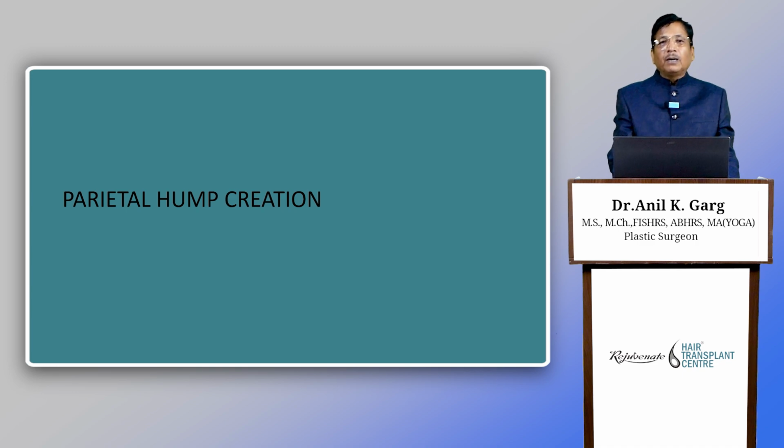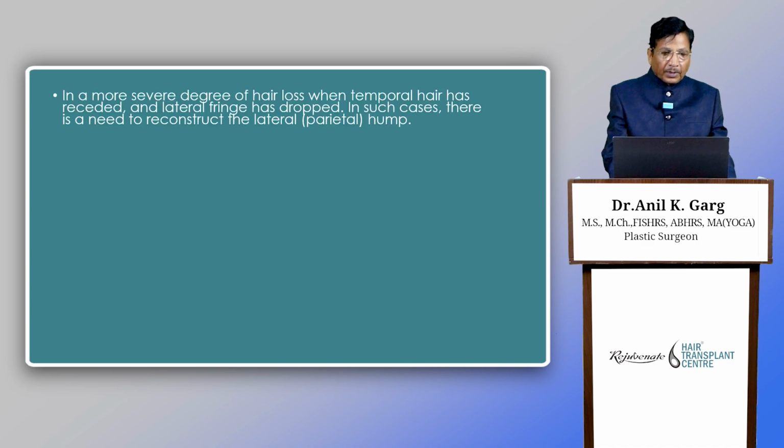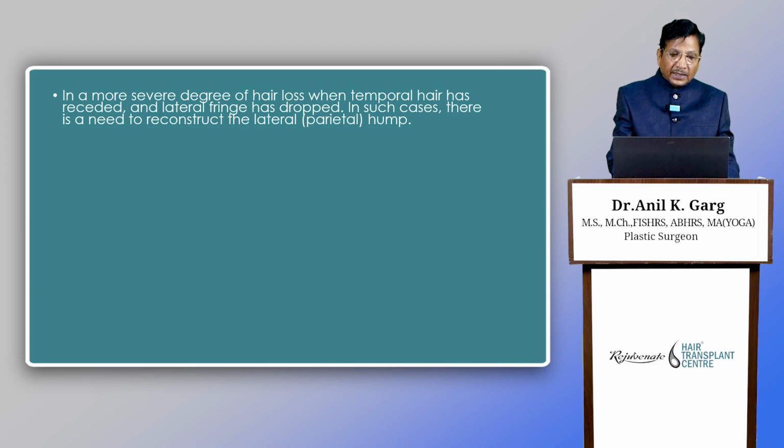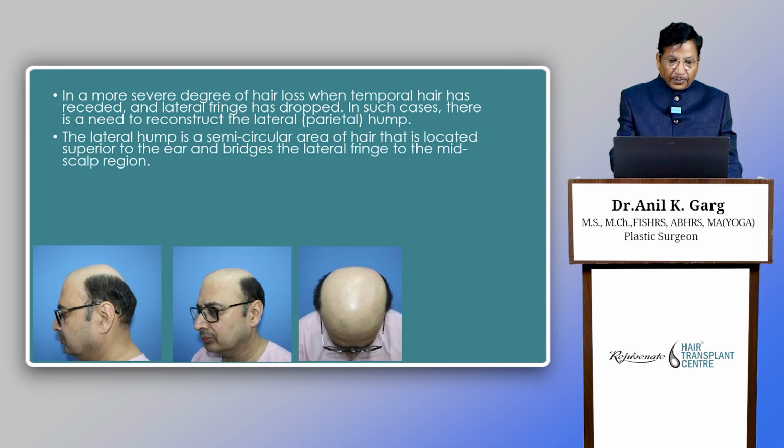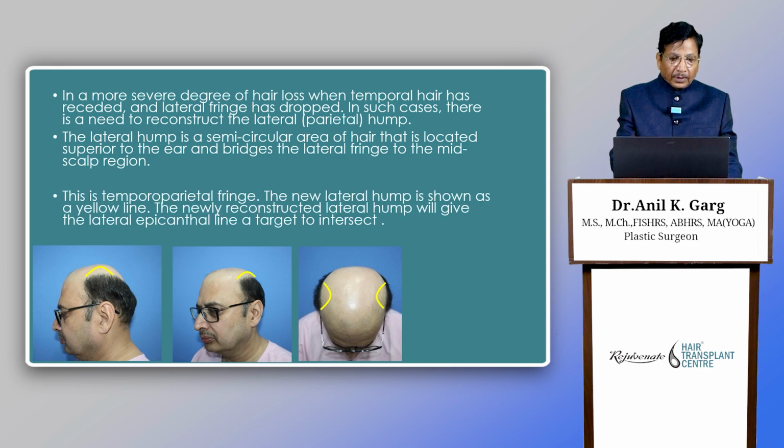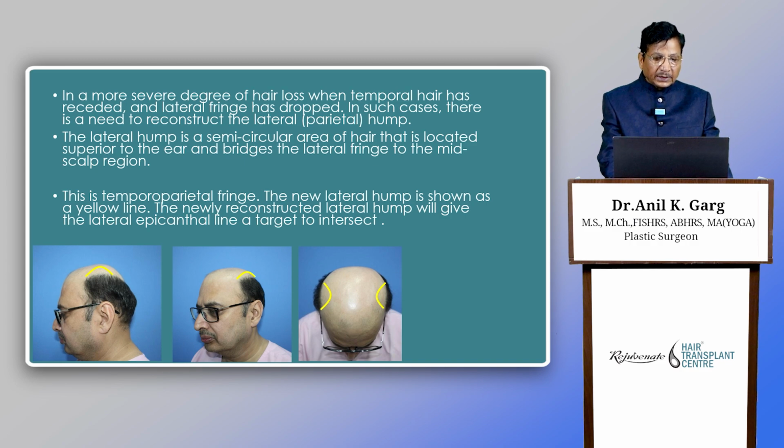Now the parietal hump creation. This is part 3. In a more severe degree of hair loss, when temporal hair has receded and the lateral fringe has dropped, in such a case there is a need to reconstruct the lateral or the parietal hump. The lateral hump is a semicircular area of hair that is located superior to the ear and bridges the lateral fringe to the mid-scalp region. This is a temporoparietal fringe. The new lateral hump is shown here as a yellow line.